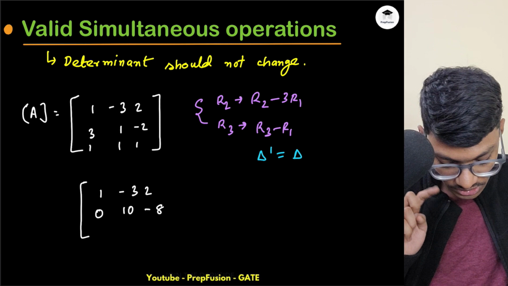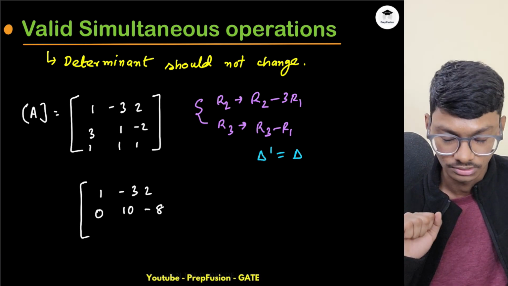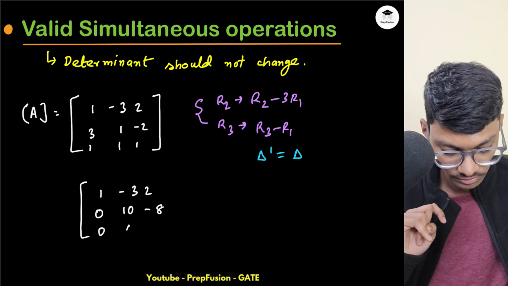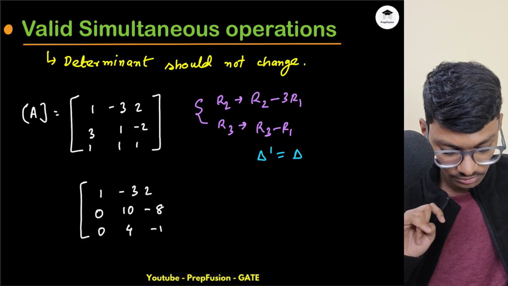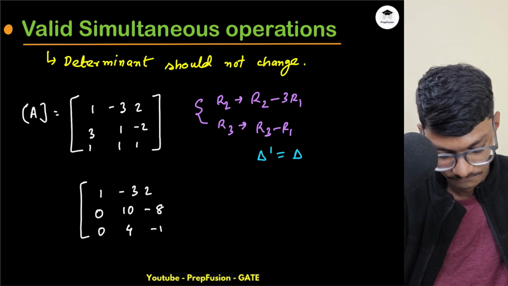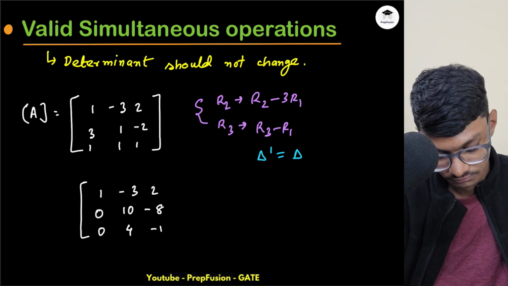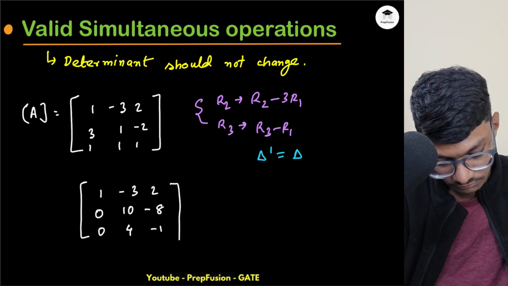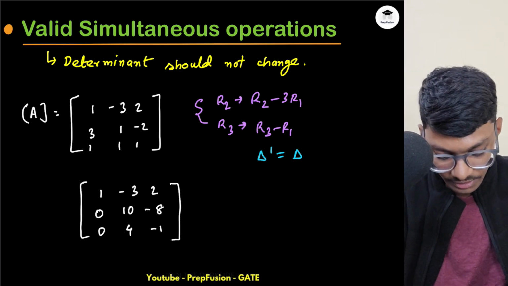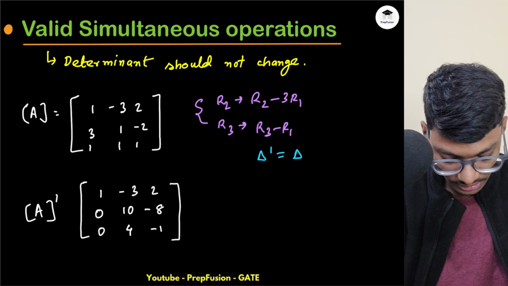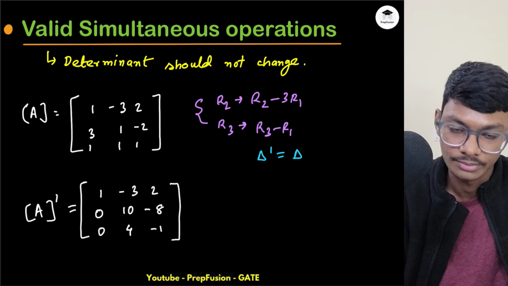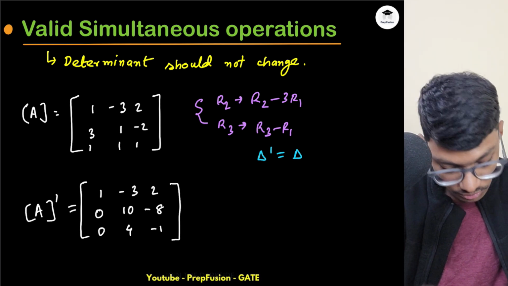Then I'm simply subtracting row 1 from row 3. So this will be 0, this will be 4 and this will be minus 1. So yeah, you just check the determinant of this, let me name this delta dash, and they are the same only, the determinant will be the same, the determinant won't change over here. Okay. So yeah, this is the first thing.